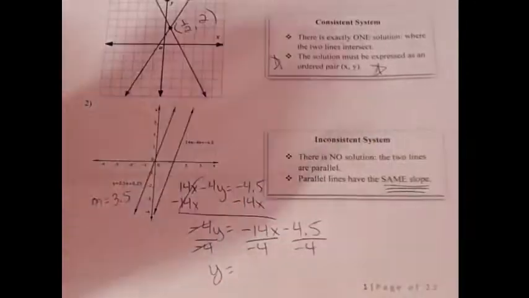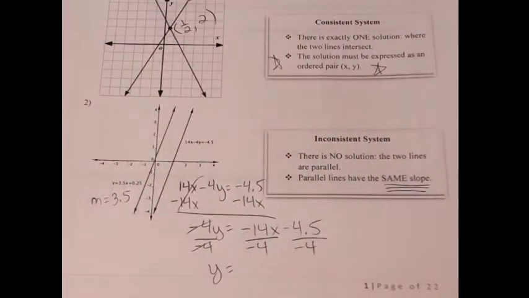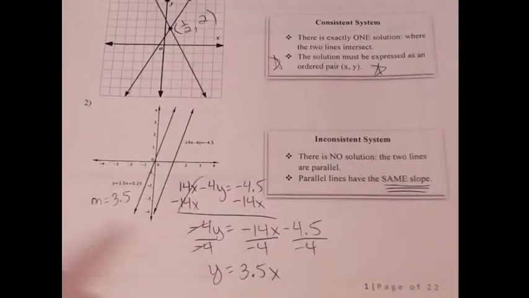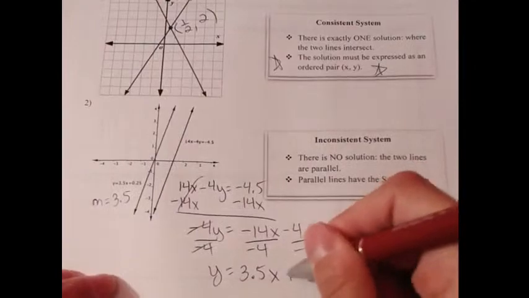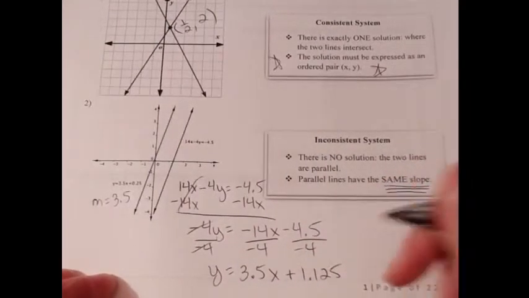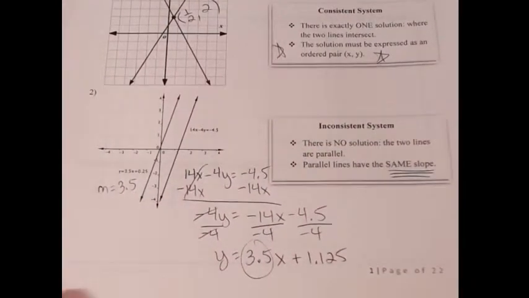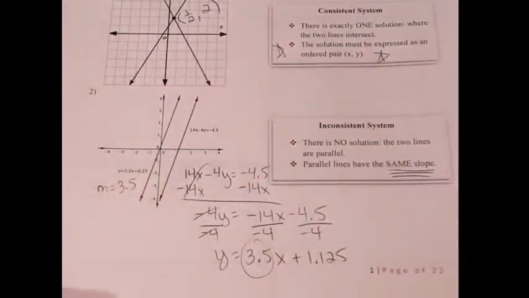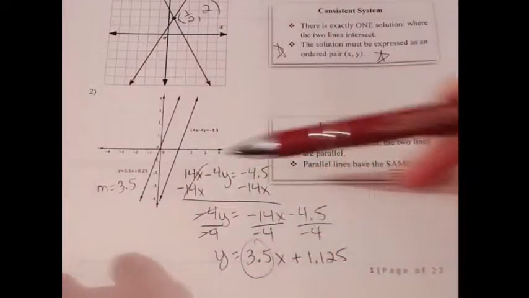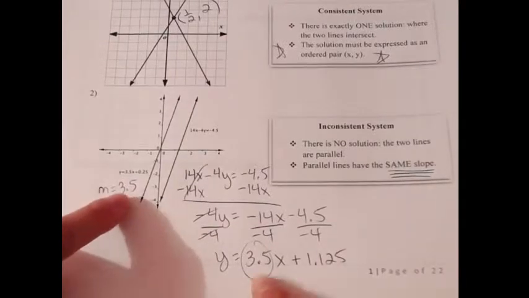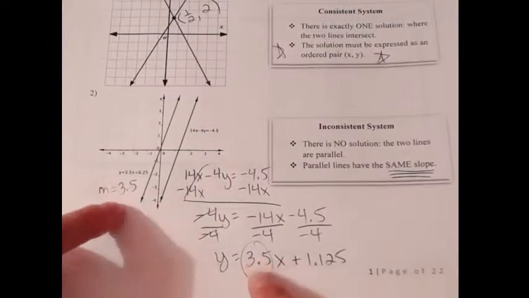We bring down the y. When we take our calculators and punch in negative 14 divided by negative 4, you get a positive 3.5. So we get 3.5x, and then when we do negative 4.5 divided by negative 4, we get a positive 1.125. So notice that the slope for my second equation is also 3.5. So even though the equations looked very different, the graph shows, okay, that looks pretty parallel, but I can prove that. If I write the second equation in slope-intercept form, then I can say, yes, we were correct. They are, in fact, parallel because they have the same slope.